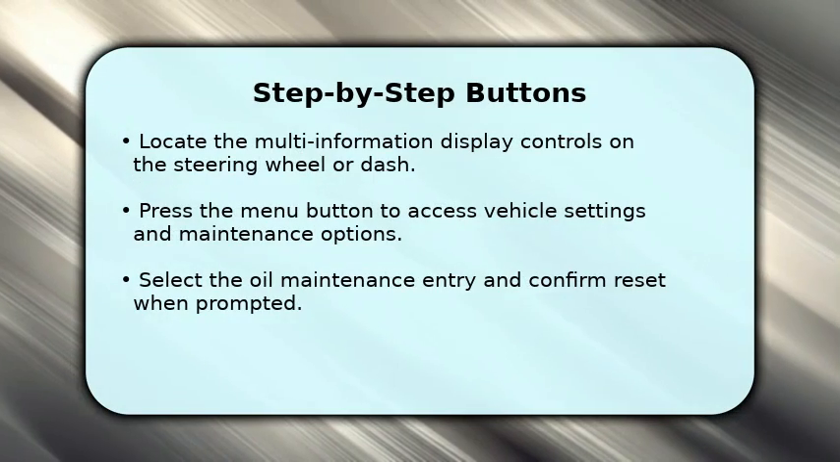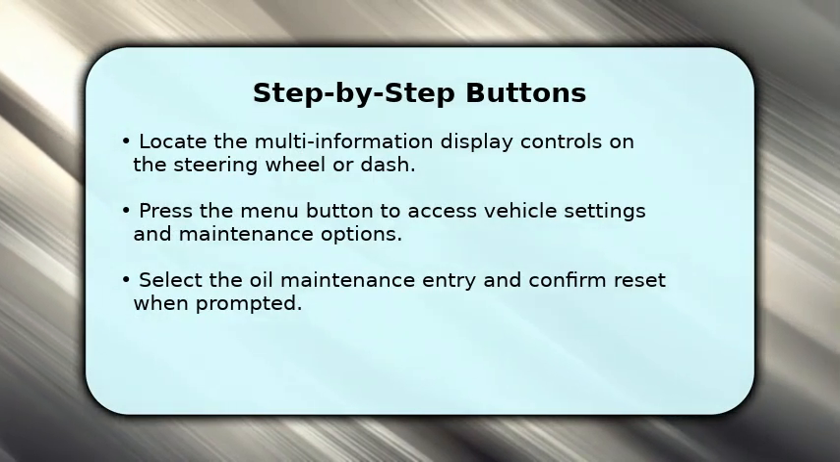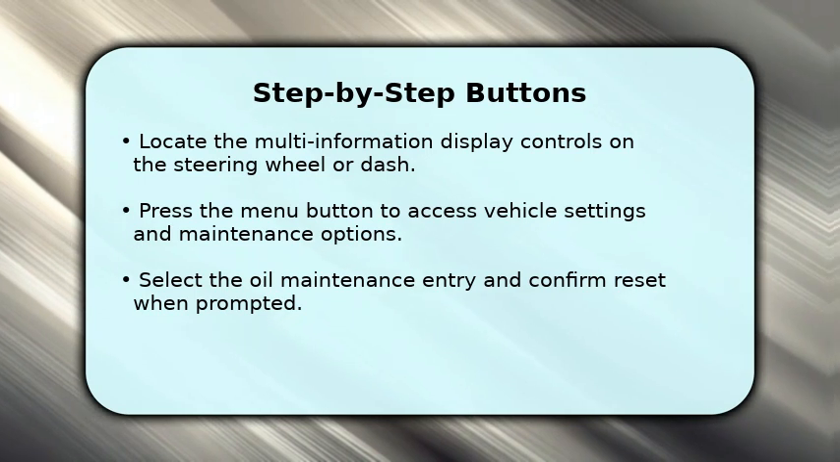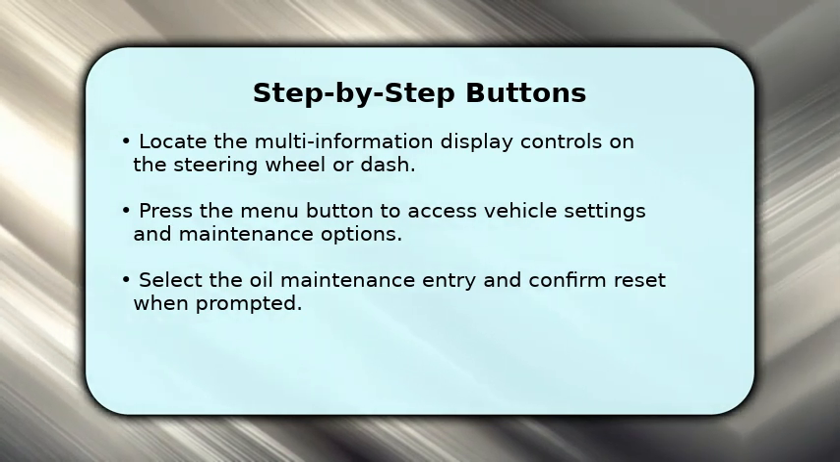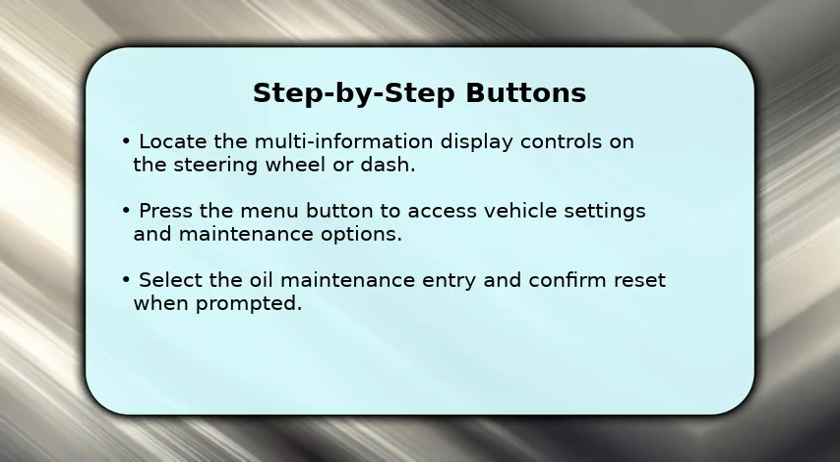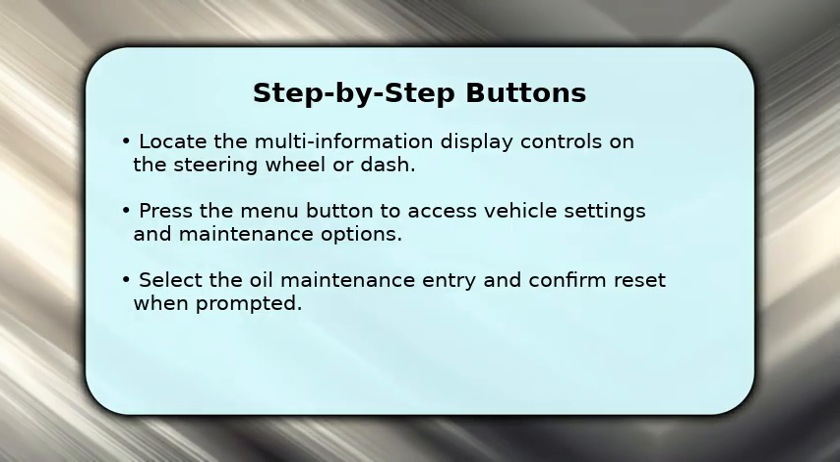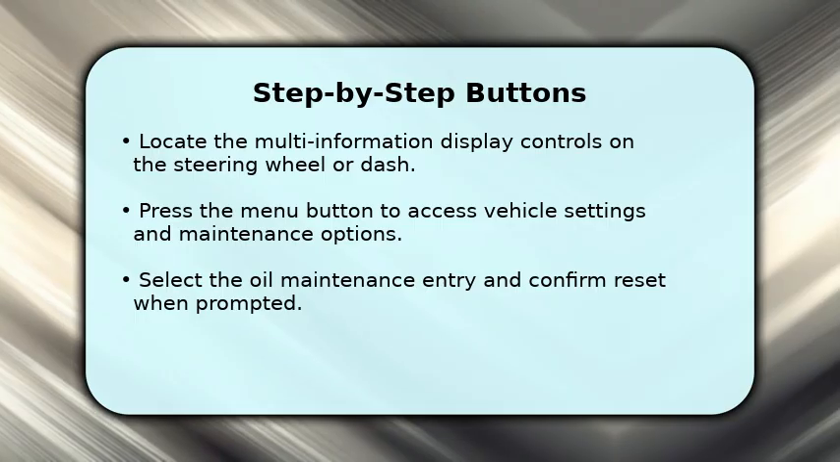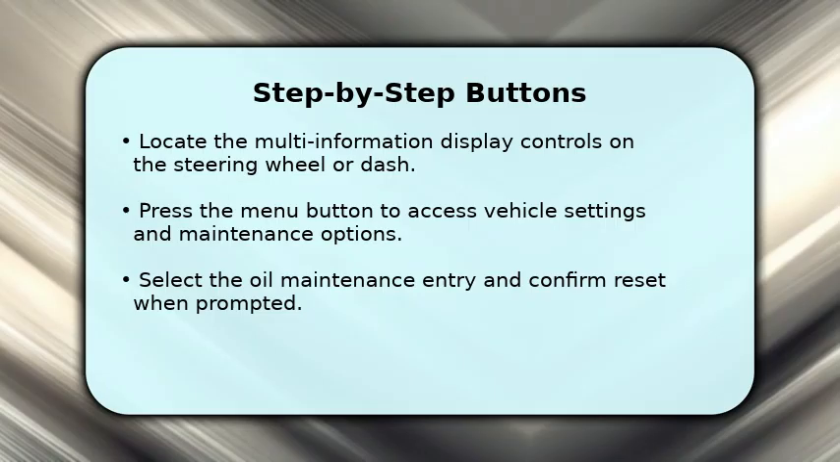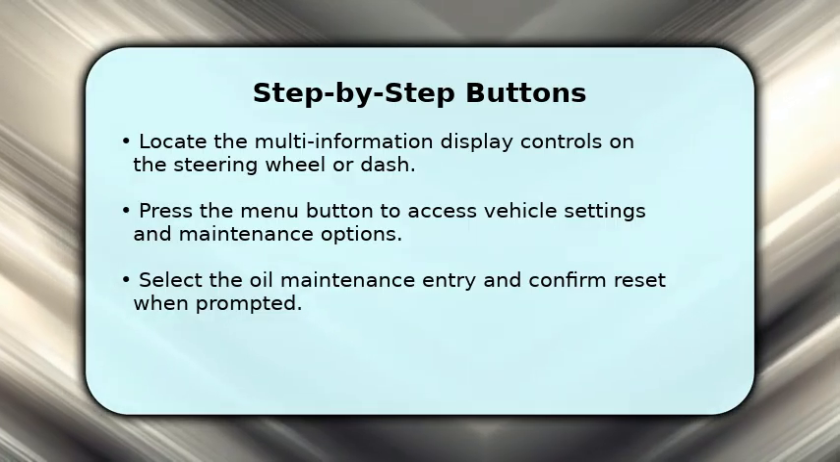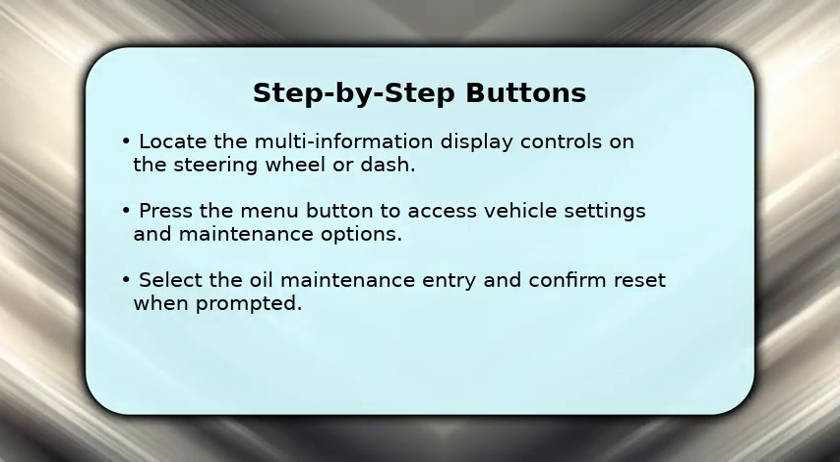Begin by ensuring the key is in the on position without starting the engine. Use the steering wheel controls to open the display menu and navigate to vehicle settings, then find maintenance. Highlight the oil maintenance item, press and hold the confirm button until the reset initiates, and check that the oil inspection or change reminder clears from the screen before turning the vehicle off.